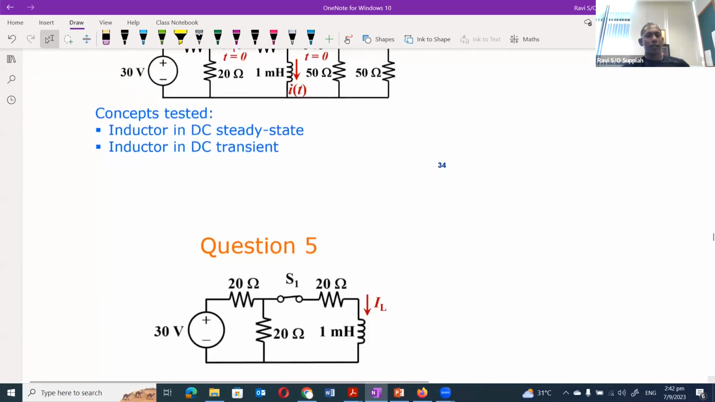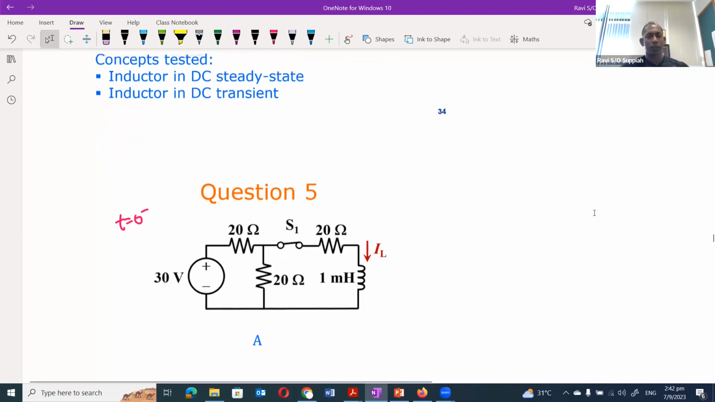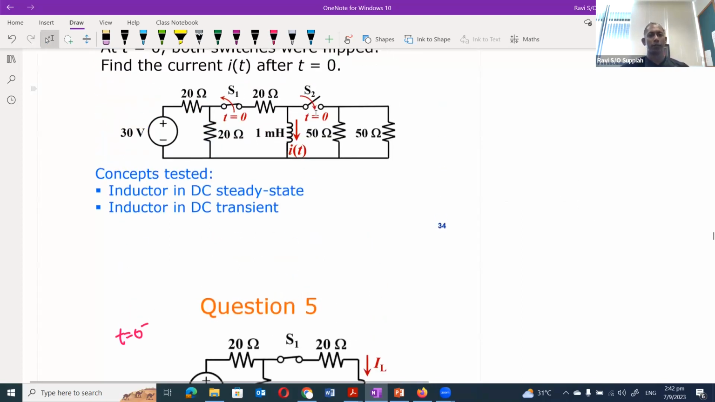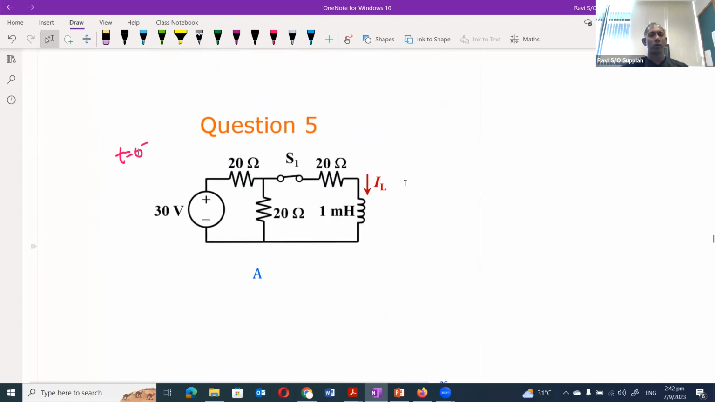At t equals 0 minus, this is the circuit that we get. We have a 30 volt source, 20 ohm, 20 ohm, S1. Since S2 is open before t goes to 0, we just focus on the left hand side of the circuit. At this point in time, the inductor is short circuit.